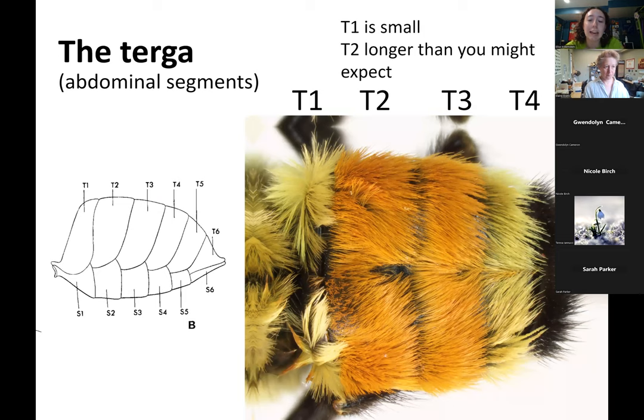Here again is a close-up image of these abdominal segments. Like I said, they're called terga, so we refer to them as T1, T2, T3, et cetera. So T1 is fairly small and a little bit skinnier than the others. T2 is sometimes a little bit longer than you might expect. And then T3 and T4, and you can kind of see where the hairs on one segment stop and they begin on another one.